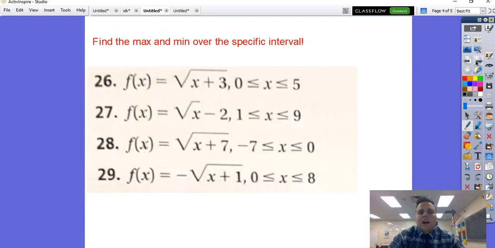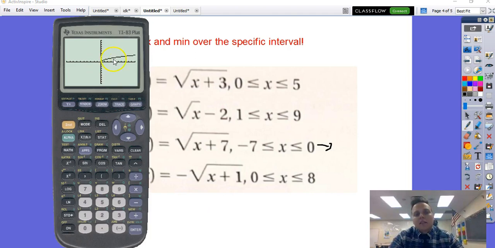Okay, let's find a max and min over a specific interval. Okay, so let's look at problem 28. Before we start problem 28, I want to remind you what the square root function looked like. Okay, this is what it looks like. This is just the parent function. No transformations happened.